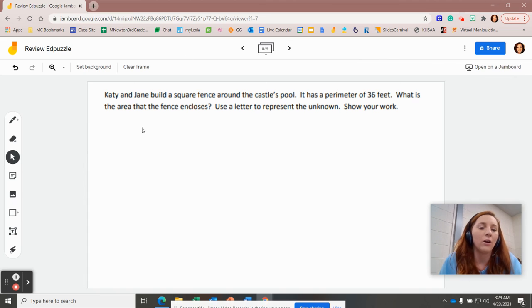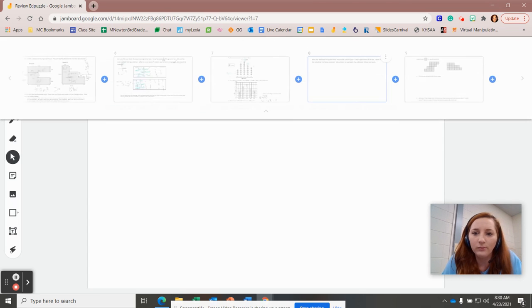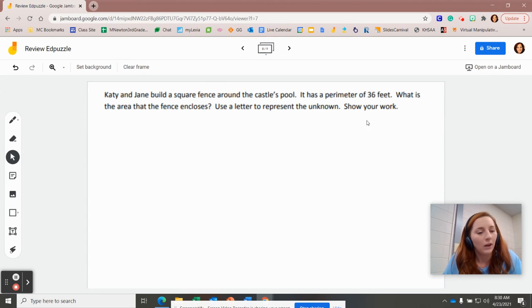So now we're going to solve what we've been working on right now, and that is perimeter. So erase your boards. All right, so it says Katie and Jane built a square fence around the castle's pool. It has a perimeter of 36 feet. What is the area that the fence encloses? Use a letter to represent the unknown.